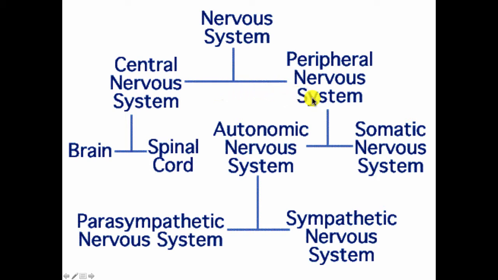But the peripheral nervous system is a bit more complex because it comprises the autonomic nervous system and the somatic nervous system, and the autonomic nervous system, also called the visceral nervous system, is divided into the parasympathetic nervous system and the sympathetic nervous system, and we'll look at these in a bit more detail.